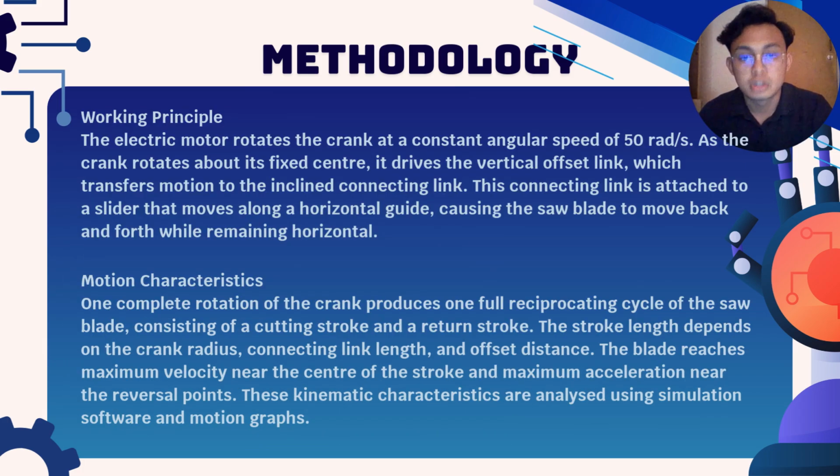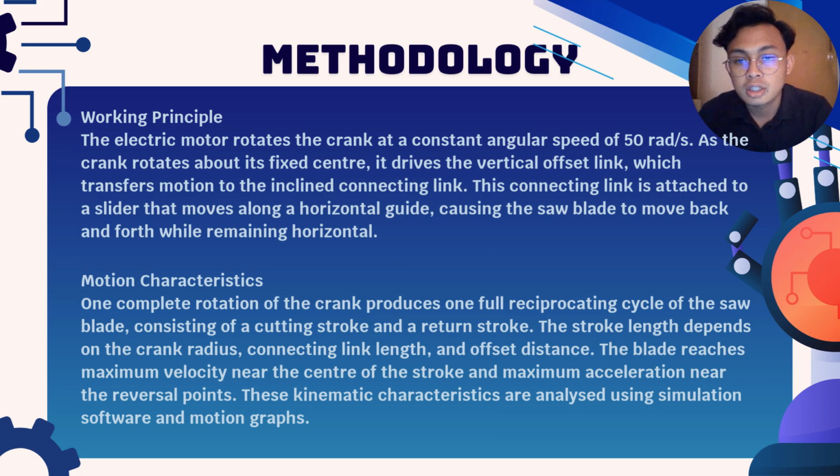Next part is the working principle. The electric motor rotates the crank at a constant angular speed of 50 radians per second. As the crank rotates about its fixed center, it drives the vertical offset link, which transfers motion to the inclined connecting link. This connecting link is attached to a slider that moves along a horizontal guide, causing the saw blade to move back and forth while remaining horizontal.